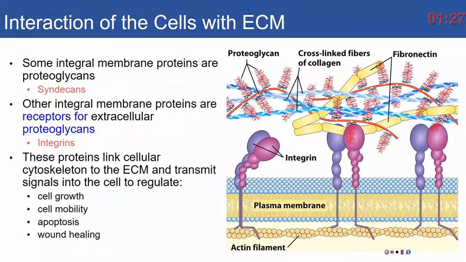This is what it's going to look like here. You have syndecans. And remember, syndecans are going to have one transmembrane domain and go through. You have these integrins, and integrins are going to interact with proteins like fibronectin and actually help mediate those cell signaling cascades. So integrins we're going to talk about a lot tomorrow. And they're receptors for proteoglycans. Again, they're going to link this extracellular cytoskeleton, which is what we can think of our ECM as, to regulate growth, mobility, cell death, and wound healing primarily. So here's your extracellular matrix.